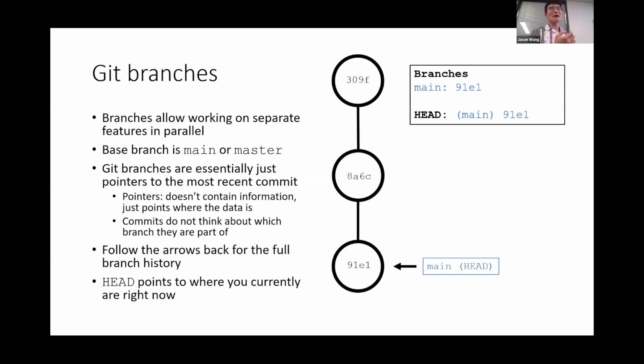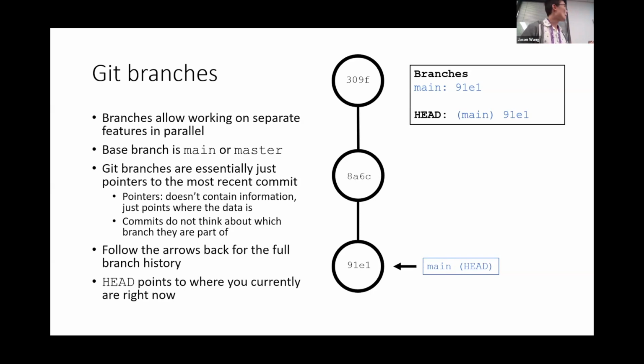But you can literally point the head pointer at 8A6C. And then your Git terminal will tell you you're in a detached head state, which just means that your head isn't pointing to somewhere on any branches, it's pointing to some arbitrary part of your Git commit tree. But generally, your head pointer is pointing to one of your branches, so we're here pointing to main. So the main pointer, which is also where the head is pointing, is at 91E1, and this is our single timeline in the Git commit tree.